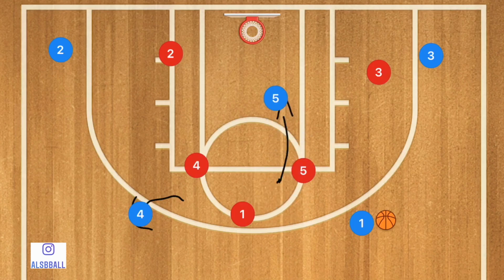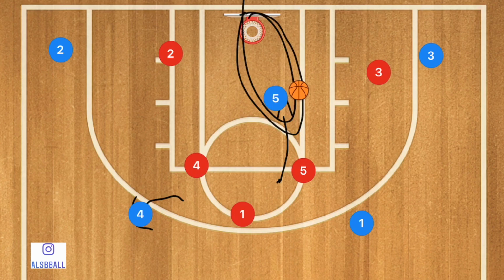Now, one of two things is going to happen. Our main option, our number one option that we want to see happen, is for player 5 to be open coming off that screen and rolling towards the basket. Especially if you run this play maybe only once or twice a quarter, you're definitely going to be able to score a lot from this play.